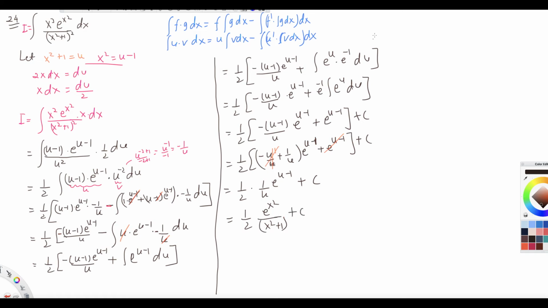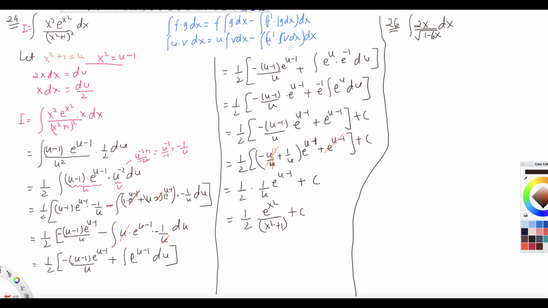So this problem was a little bit different from the other problems that we did. It has a little bit more work there. Okay, guys. So the next question I want to do is question number 26. You want to find the integral of 2x over the square root of 1 minus 6x dx.